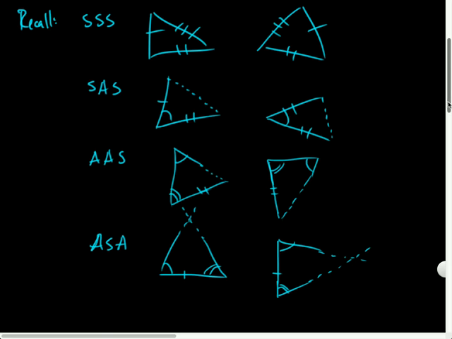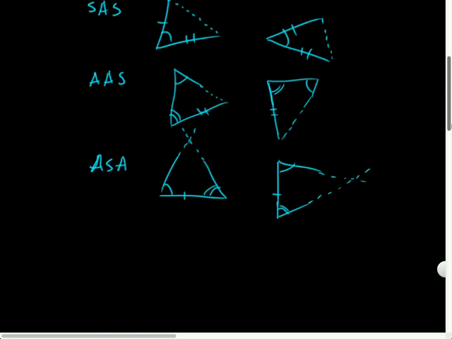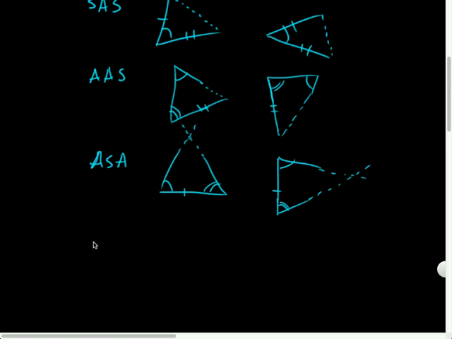And then, much to the disappointment of the humor of middle schoolers and young people everywhere, there was no such thing as a side-side-angle postulate. This was like an illegality in the realm of mathematics.